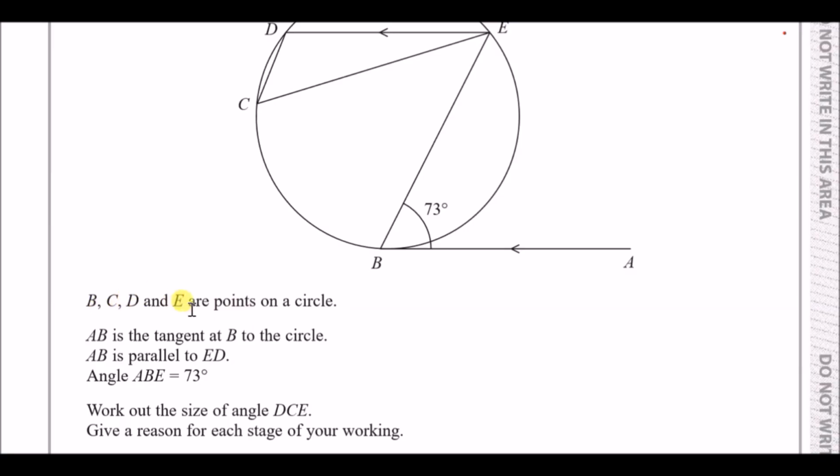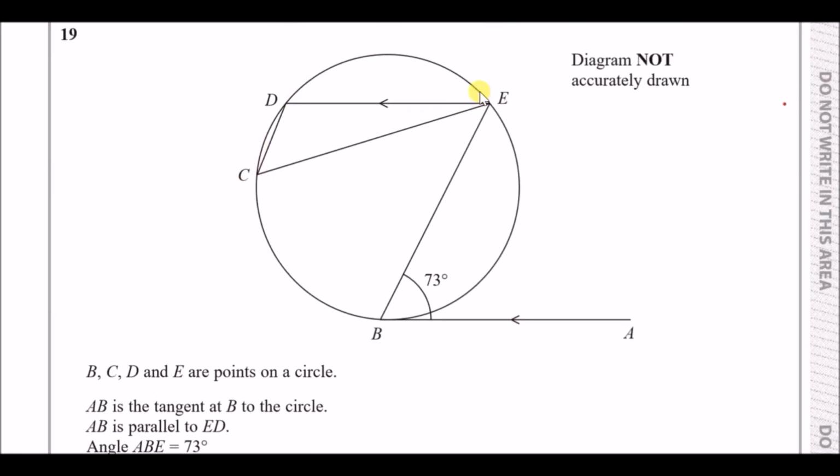Okay, number 19. So B, C, D, and E are points in the circle. So here we go, B, C, D, and E. AB, this line of the arrow, is parallel to ED, this other line of the arrow. So they're both moving in the same direction. Angle ABE, which is over here, is 73 degrees. Work out the size of angle DCE, so DCE. In other words, this angle between them.